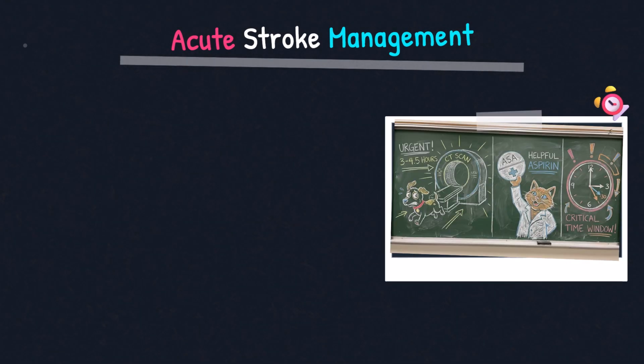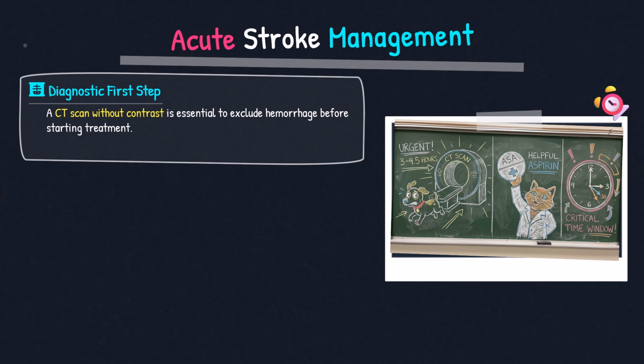Finally, let's talk about stroke management because you may get a question or two about this topic. So what is the first step of acute stroke management? First, you want to get a CT scan without contrast. That is a big deal that you will be tested on. It is essential to exclude hemorrhage before starting treatment.